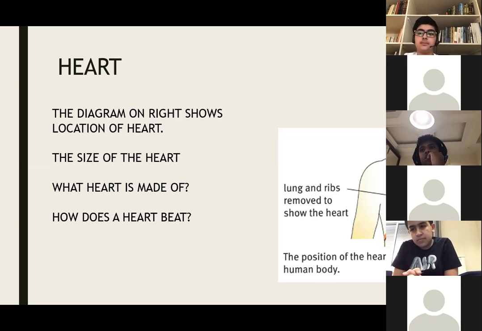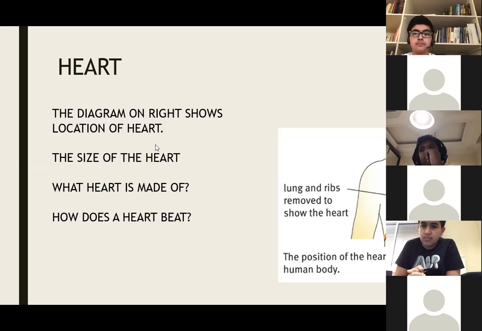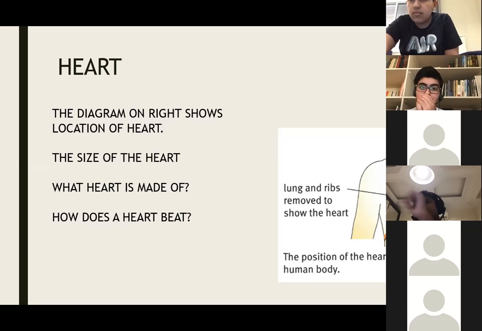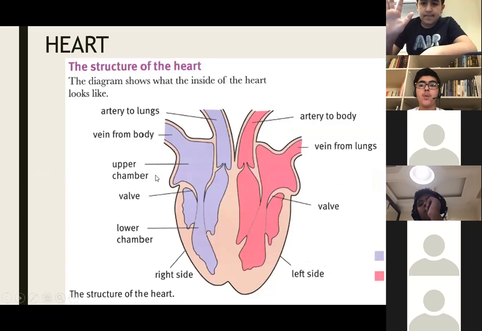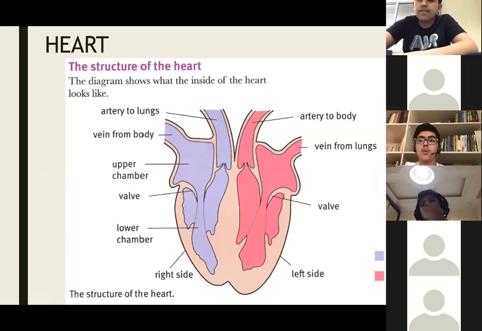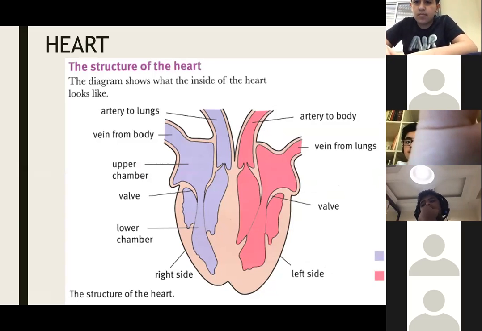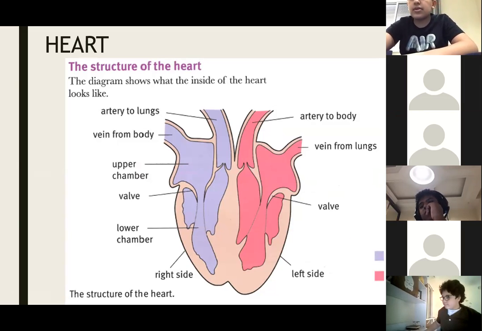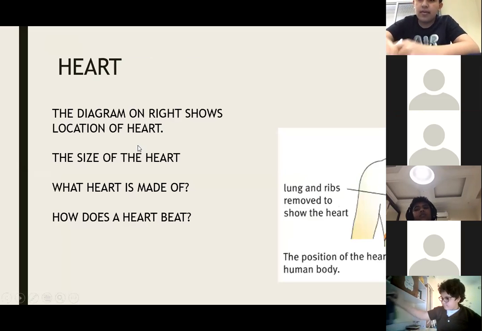Right? Okay. Mister, can I go on? I cannot go to the next slide. I'll do it for you. Hold on. The structure of the heart. The diagram shows what the inside of the heart looks like. One minute, Khalid, one minute. Muhammad Al Uthaymi was raising a hand. So, Muhammad, yes. Mister, can you go to the slide before? Yes, we can go to the slide before.